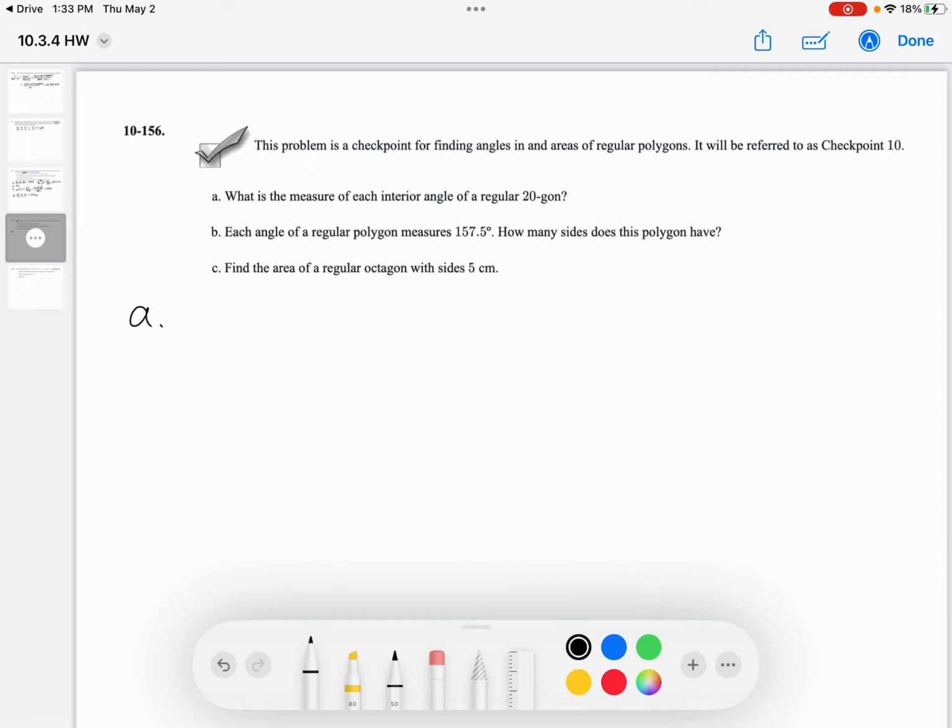Okay, well, I do know there's several ways you could answer this, right? One is that we could think, I know that the sum of the interior angles of any polygon, regular or not, is 180 times n minus 2. So 180 times 18 gives me the sum of the interior angles, which is 3,240. But I just want to know each interior angle. And there's 20 of them, so I could divide that by the number of angles to get 162 degrees.